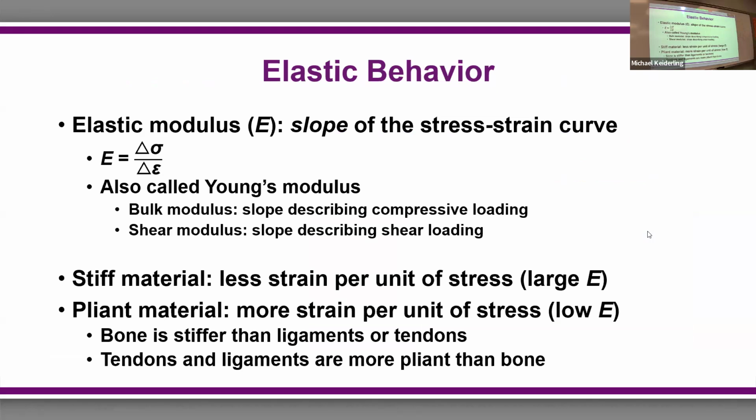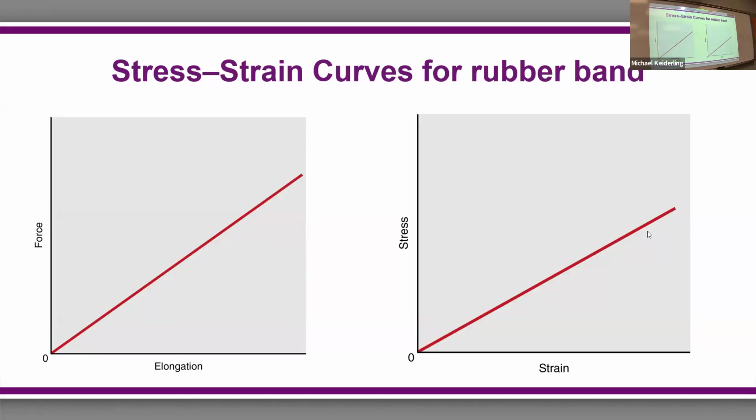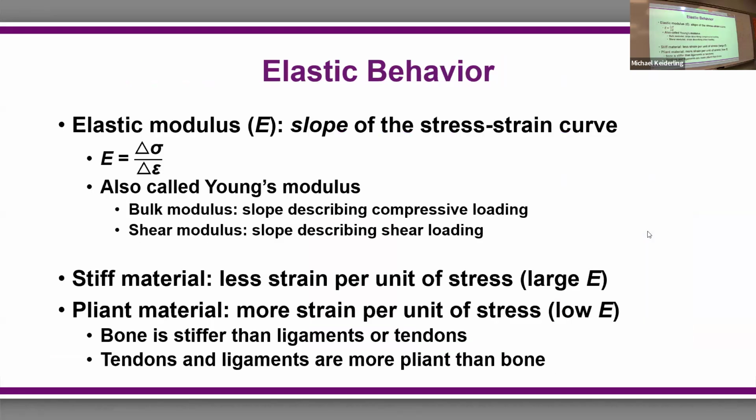So if you have something that is acting in an elastic manner, it has elastic behavior, the stress over strain behavior will generally be linear, straight like this. And the slope of that curve is called the elastic modulus, or Young's modulus. And that is the change in stress over the change in strain. It's the slope. This is also called Young's modulus.